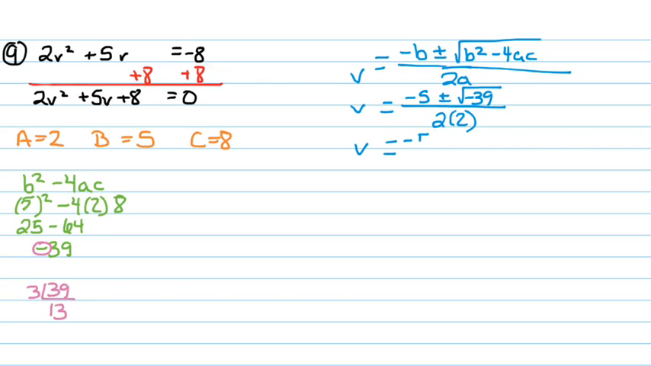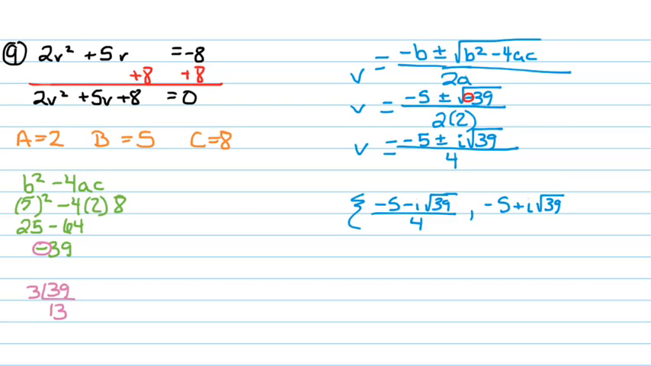So v is equal to negative 5 plus or minus i, because that negative is going to come out as an i, times the square root of 39 over 4. There is no number multiplied in front of my square root besides that i, so there's nothing to simplify. So my two solutions are negative 5 minus i square root of 39 over 4, and negative 5 plus i square root of 39 over 4.